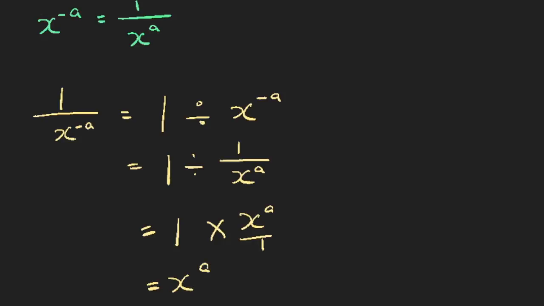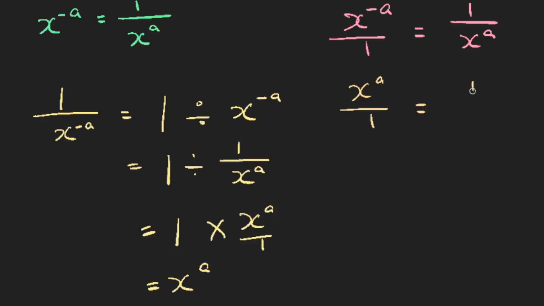So here's a quick hack for you. When you have a negative power in the numerator, you can move it down to the denominator. So x to the power of negative a, you can shift it down. And when you have a negative power at the denominator, you can shift it up. So x to the power of negative a over 1 is equal to 1 over x to the power of a. And x to the power of a over 1 is also equal to 1 over x to the power of negative a. So you can swap. So this is a quick hack for you.